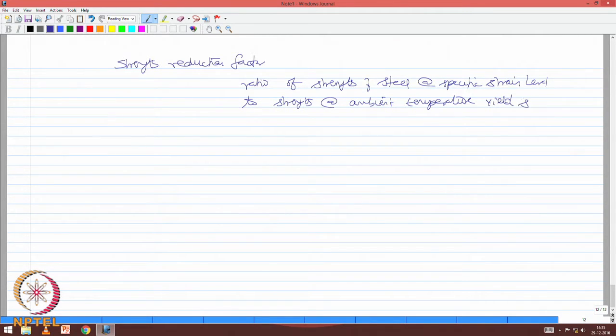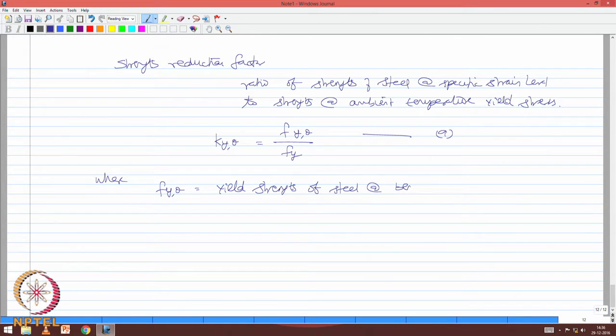Yield stress. So, mathematically k y theta will be f y theta by f y, where f y theta is the yield strength of steel at temperature theta, theta is the temperature index, and f y is the yield strength at ambient temperature.